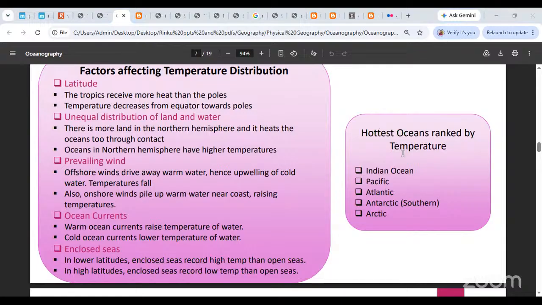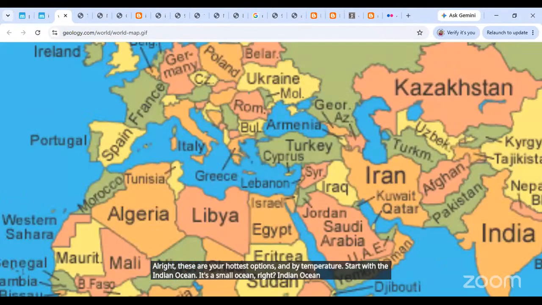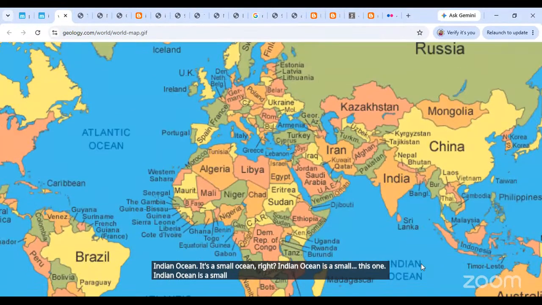All right, these are your hottest oceans ranked by temperature. Start with the Indian Ocean. It's a small ocean, right? Indian Ocean is a small ocean. So it's half an ocean.